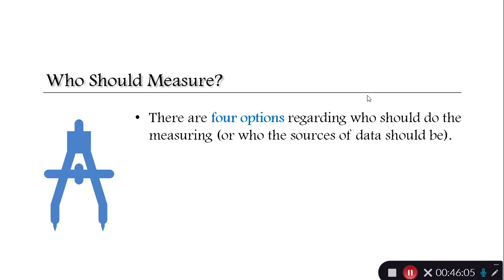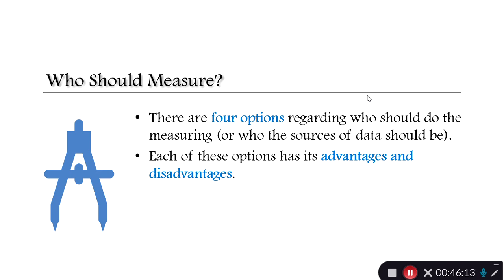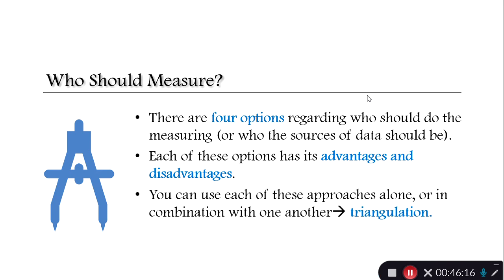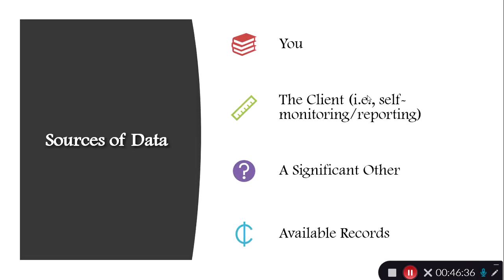In terms of who should measure, there are 4 options regarding who should do the measuring or who the sources of data should be. Each of these options has its advantages and disadvantages, and you can use each of the approaches alone, or it's best to really combine the approaches using a method or principle of triangulation. And we'll talk a little bit about triangulation momentarily. The best choice will vary according to the client and practitioner circumstances. And so here are the sources. Again, it's either yourself as the practitioner, the client, a significant other, or available records.